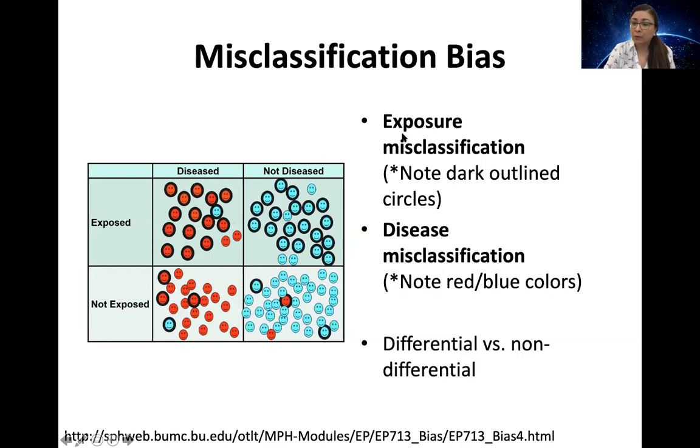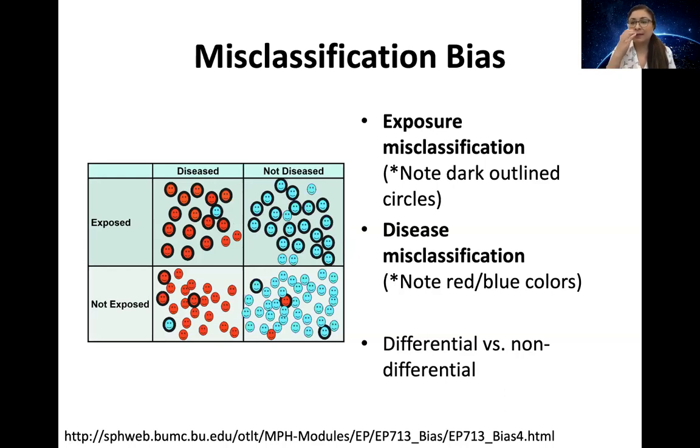Now there's also exposure misclassification. So these are people here who do not have a dark circle, who should have had a dark circle, or these two also should have been down here somewhere, but they're not. So these are exposure misclassifications. That's basically what it is. So misclassification bias means that too many people are accidentally placed in the wrong groups.